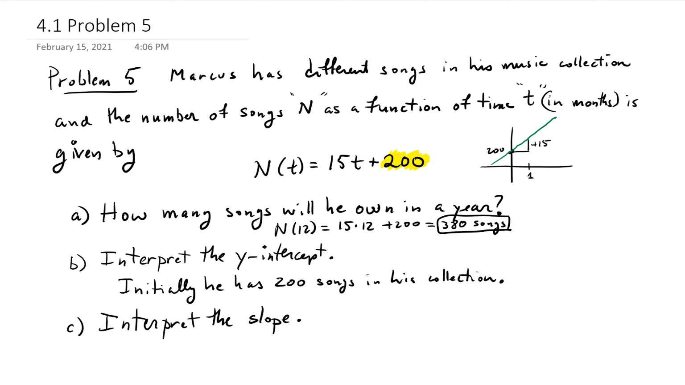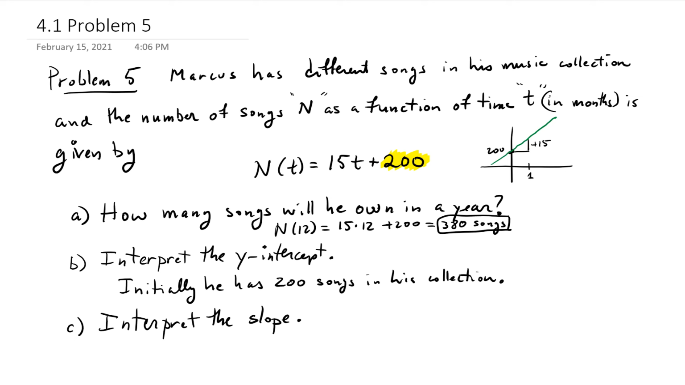So you see there's no mathematical terminology here. You're using the words that are part of this problem, right? We're talking about songs and collection and months, so it should involve those words, okay? And only those.